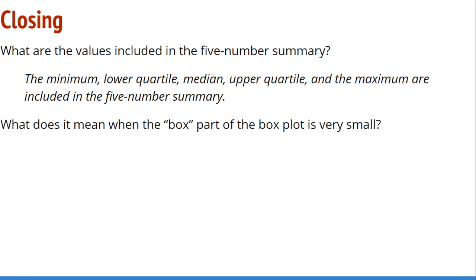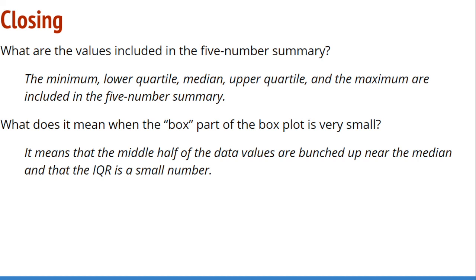What does it mean when the box part of the box plot is very small? So when I have a box plot and I've got my box very small, what does that mean? It means that the middle half of the data values are bunched up near the median and that the interquartile range is a small number. It means we don't have very much variability.